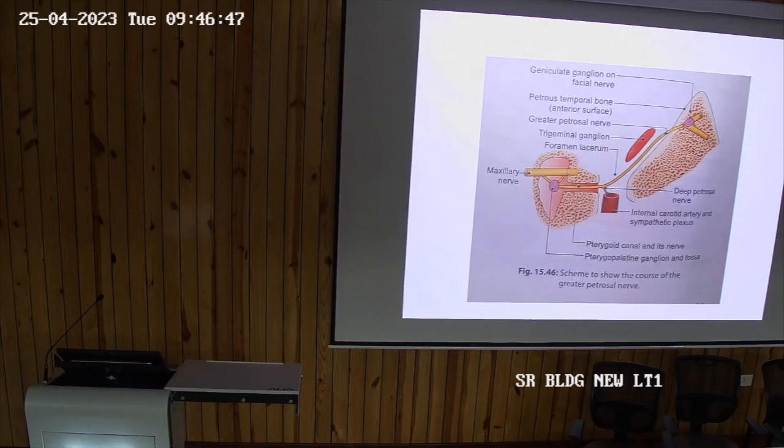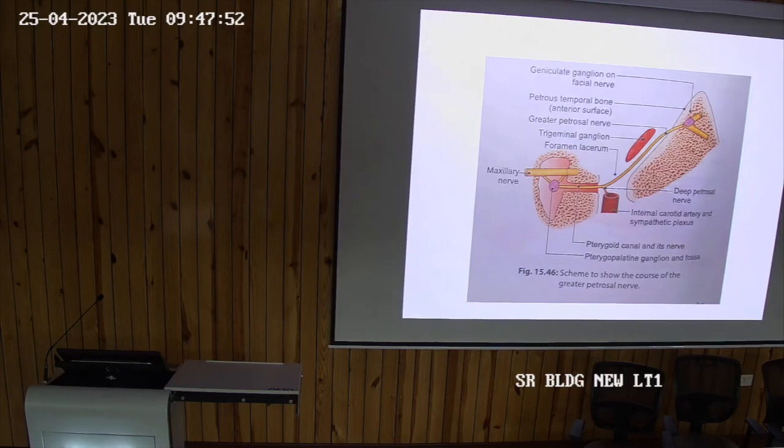Look, this is the part of the bone, the petrous part of the temporal bone, and here is present the genicular ganglion. As I told you previously, the greater petrosal nerve arises from the genicular ganglion. Then it passes in the petrous part of the temporal bone, running its course and reaching downward, just below the trigeminal ganglion, deep to the trigeminal ganglion, and finally it comes out below the foramen lacerum. Look here, this is the trigeminal ganglion, so the nerve is passing deep to the trigeminal ganglion, and then it comes below the foramen lacerum, that is this part.